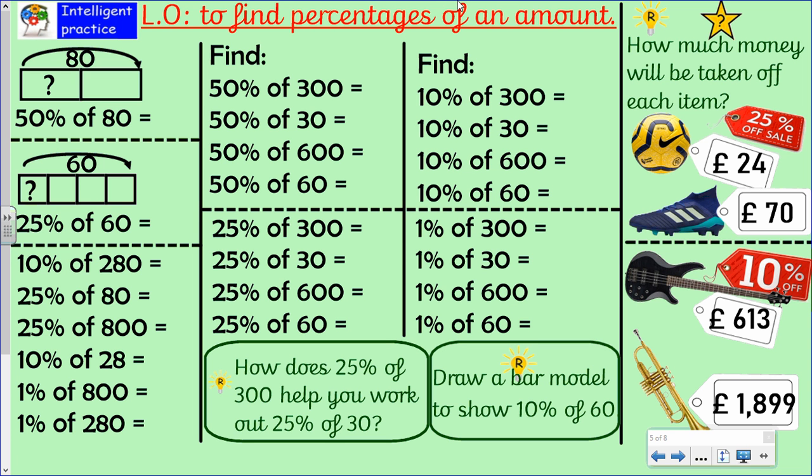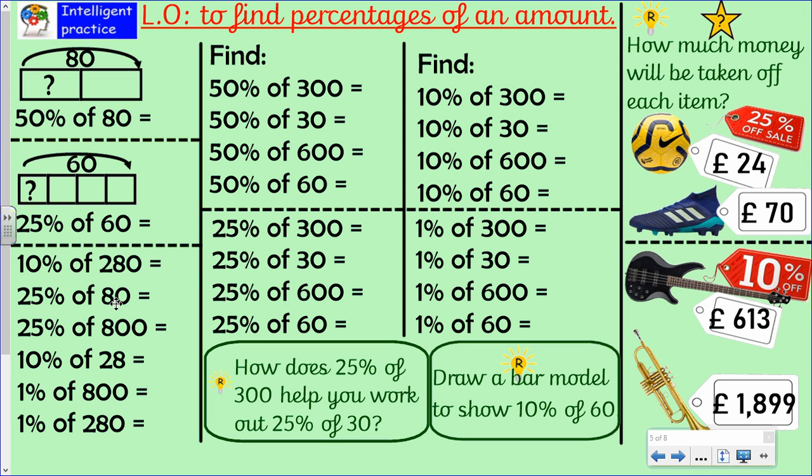So your intelligent practice for Monday, you might be able to see just from briefly glancing, is all 50%, 25%, 10%, and 1%. Okay, and that's why we're building you up to Tuesday's and Wednesday's lesson. So down the first column, you're finding 50% of 80, 25% of 60, 10%, 25%, 25%. So think about your fractions. 10% is 1/10, we divide by 10. 25% is the same as a quarter, so we divide by 4.